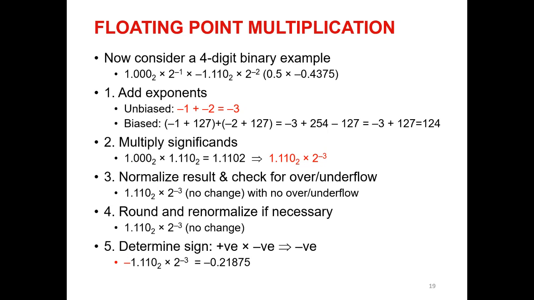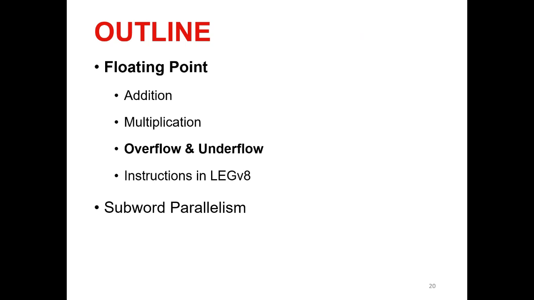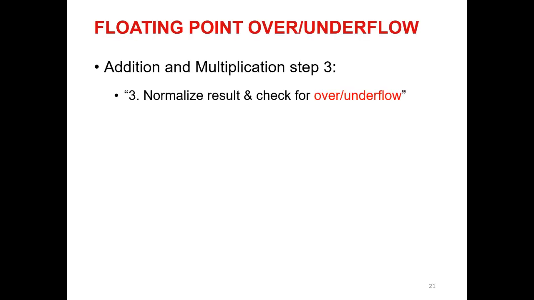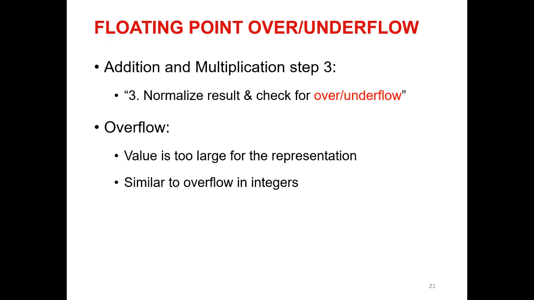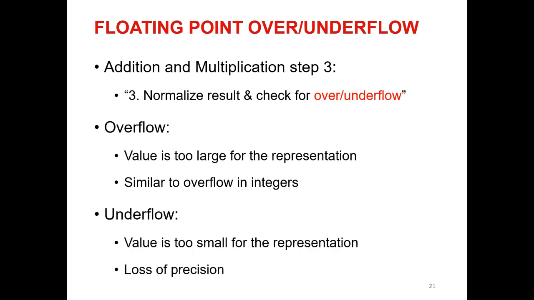So now let's see what we have mentioned, overflow and underflow. We have already seen overflow in integers, but now we are going to see what overflow and also underflow are in floating point. Overflow, similarly to integers, is when we have a value too large for representation. Okay, this is similar to what we have already seen. Underflow, and this is new, is when the value is too small for the precision we have.